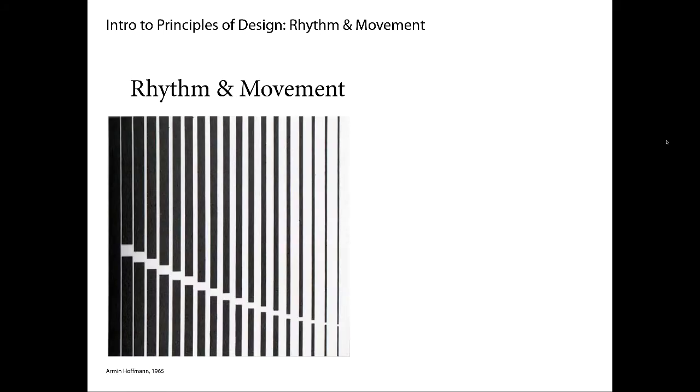So let's take a look at this image by Armin Hoffman, great Swiss designer. This was made in 1965, and these are just vertical lines with some breaks. And you can see there's a really nice sense of motion from going from left to right. And the image on its own is, to me, very beautiful. You make some really, really nice stuff just with these very simple lines in black and white.